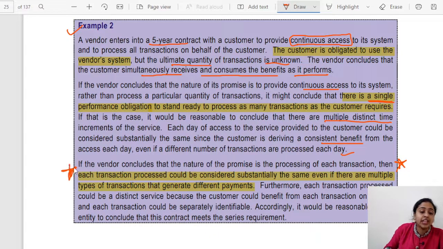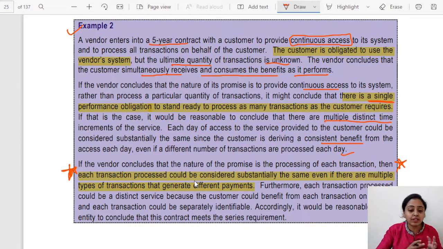See, every day the supply is being done and every day it is being simultaneously consumed. So one concept we can consider is that each day separate services are supplied, and each day the services supplied are distinct. This can be said. But one more additional point, the contradiction that comes in, is that each transaction processed is substantially the same. Even though each day it is supplied and can be considered separately, the items are not distinct.